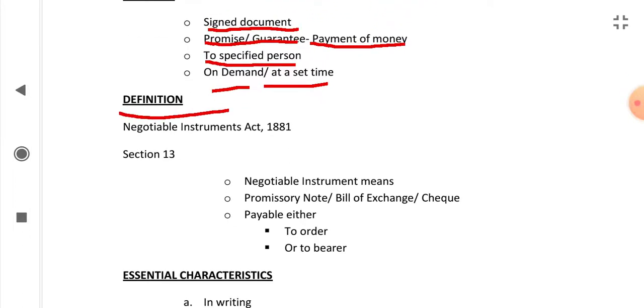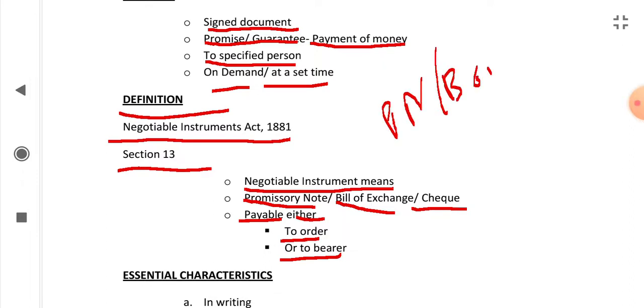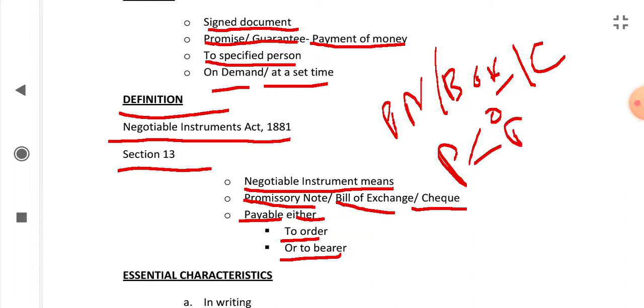So the definition of negotiable instrument according to Negotiable Instruments Act section 13 is: negotiable instrument means promissory note, bill of exchange or check payable either to order or to bearer. So the definition according to the Negotiable Instruments Act is that the negotiable instruments are promissory note, bill of exchange or checks, payable either to order or to bearer. This is the definition you have to write in exam.